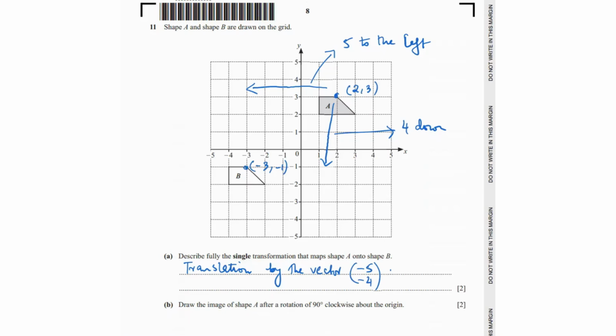Always remember that the top value is your x value and the bottom value is your y value. So the horizontal movement, which is shown by the x value, is written at the top, and the vertical movement, which is shown by the y value, is written at the bottom.